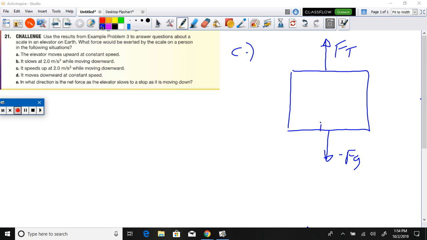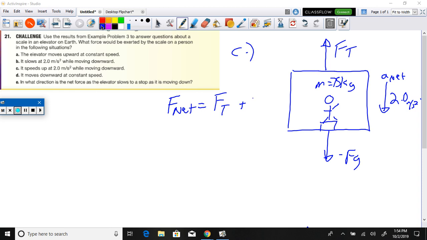Another elevator, part C. Well, you just draw a box then. Okay, number C, it speeds up to 2 meters per second while moving downward. So which direction is the acceleration? Down, 2.0 meters per second squared. Okay, that is the net acceleration. Well, it just adds to it, okay? Now, same thing. Net force is down, okay? You have tension and you have weight.